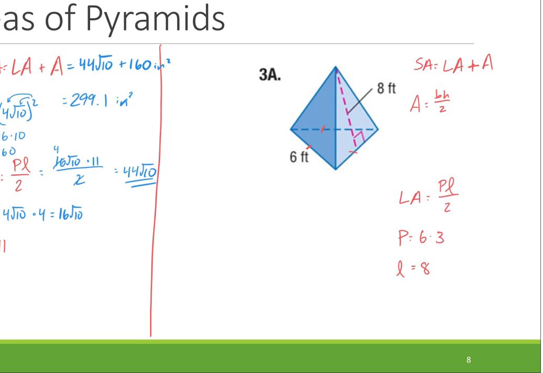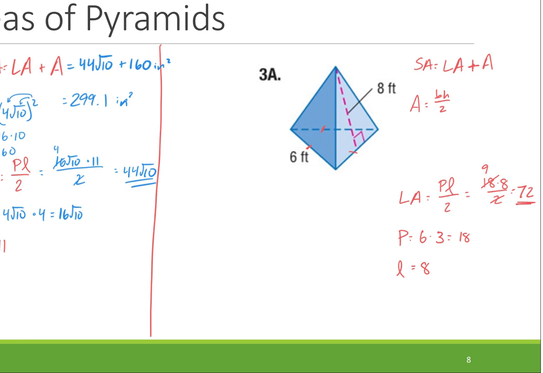6 times 3 is 18. Take both of these numbers and plug it in up here. And I have 18 times 8 divided by 2. You can use a calculator, but it's always good just to kind of brush up on your math skills. So 72 is going to be my lateral area.